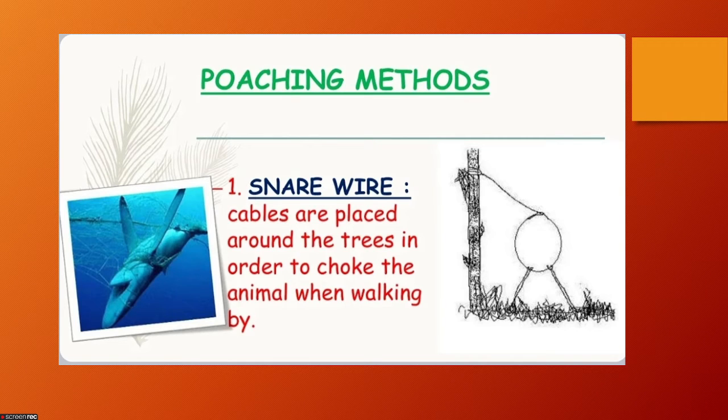In poaching methods, the first one we are going to see is a snare wire. These are basically cables which are placed around the trees in order to choke the animal when walking by. Here you can see an image of a shark getting caught in a net. It is similar to this, like when fishes are swimming freely and they get caught up in a net. Likewise, the animals which are just walking by get choked in these snare wires which are placed around the trees.